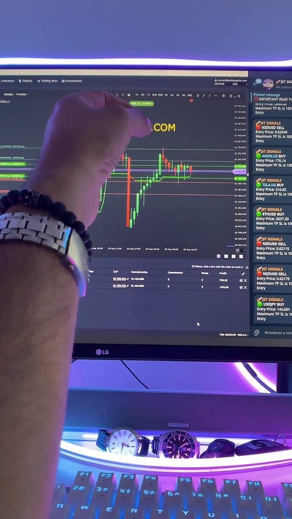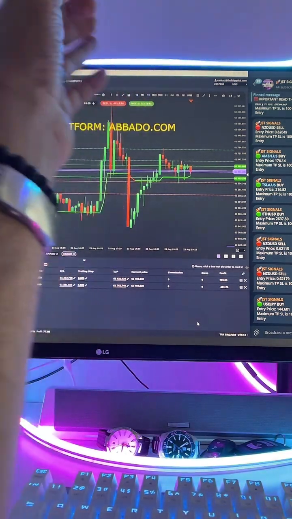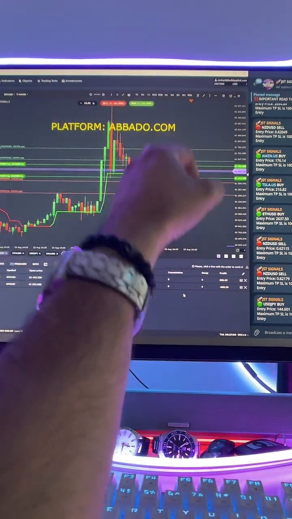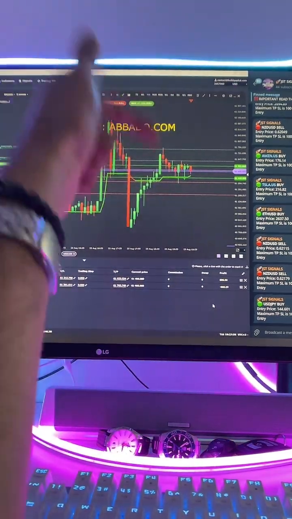Just like every other indicator, it might have a little bit of lag, but it doesn't really matter because at the end of the day, as long as we're following a strategy consistently, that's all that matters.